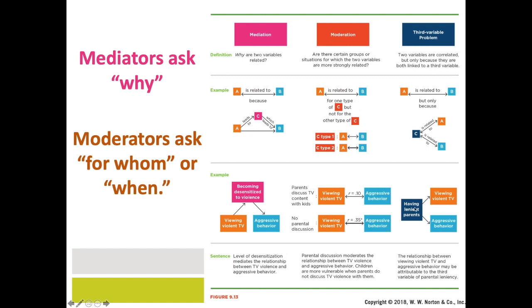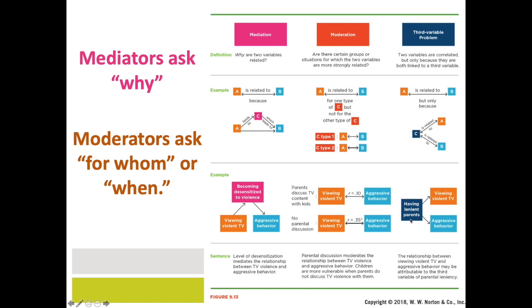Third variable problem would be, do you have lenient parents? If you do, maybe that leads to more aggressive behavior and it leads to viewing more violent TV. This view would say these two aren't actually related to each other, but that they were both created by having lenient parents.